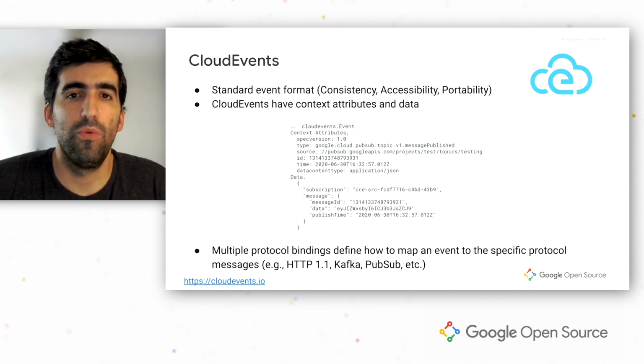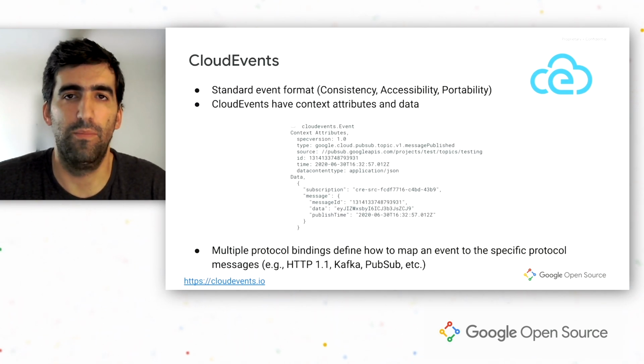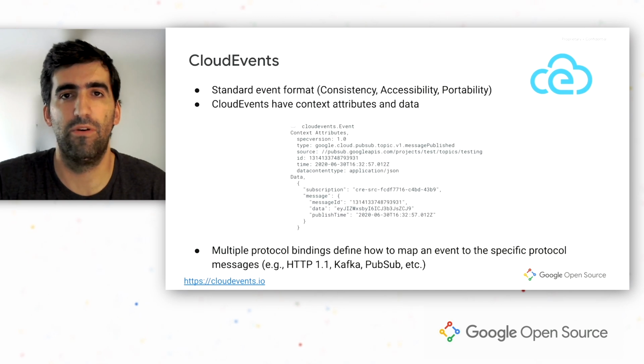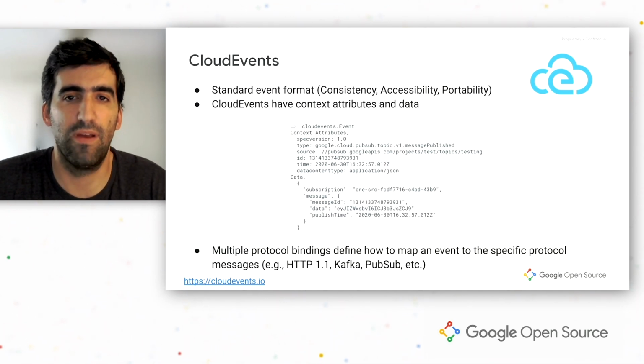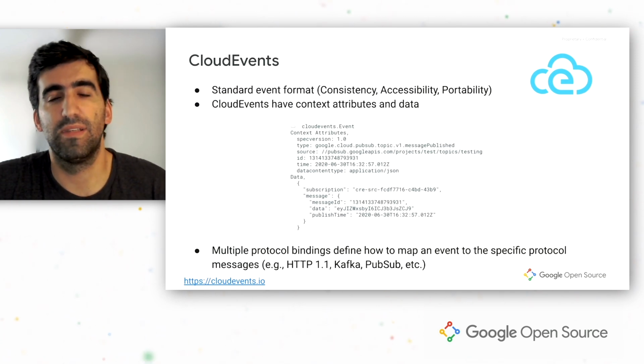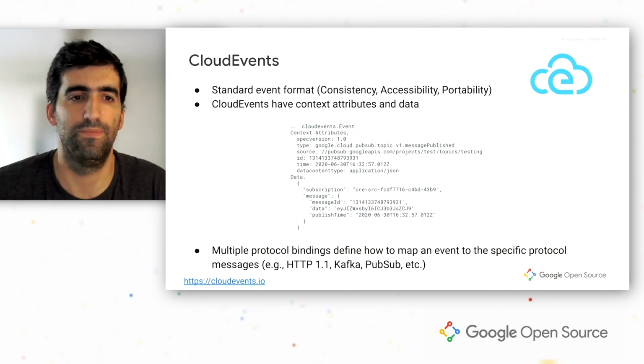There are also multiple protocol bindings that define how to map an event to a specific protocol message. For example, the HTTP protocol binding for cloud events defines how cloud events are mapped from HTTP requests and response messages, or the Kafka protocol binding, which defines how you can map events from Kafka messages to cloud events and so on.